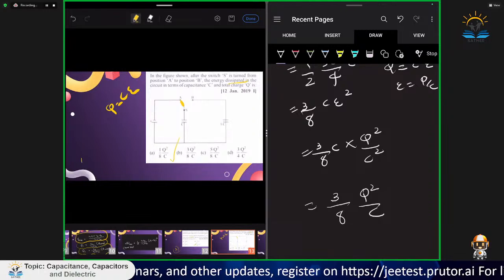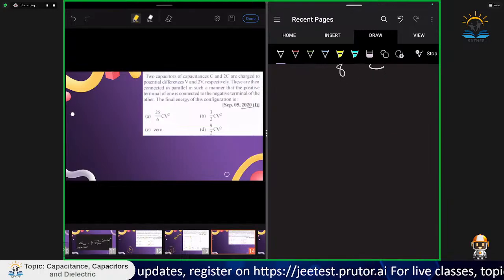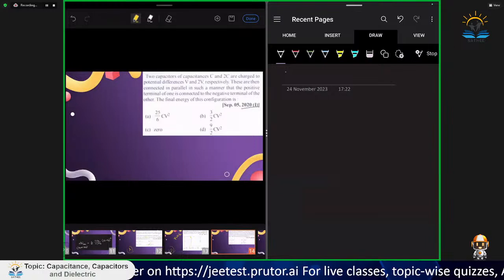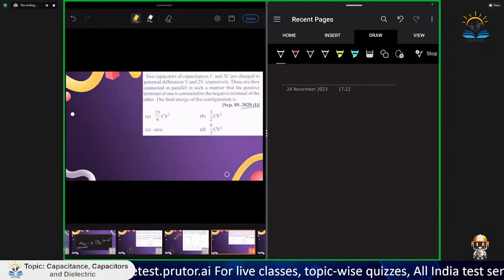Option B is the correct answer. Okay. Next question. Two capacitors of capacitance C and 2C are charged to potential difference V and 2V respectively.